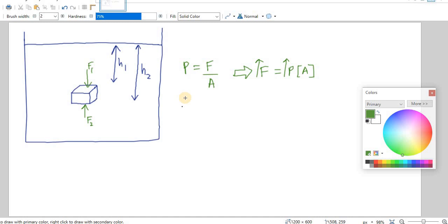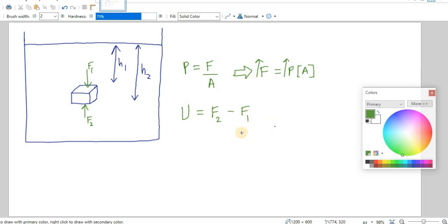Now what is upthrust? We have learned that upthrust is equal to the weight of fluid displaced, that is Archimedes' principle, and it is also equal to the difference in the force at the top and the bottom. So we can say the upthrust U is equal to F2 minus F1. Remember, F2 is greater.